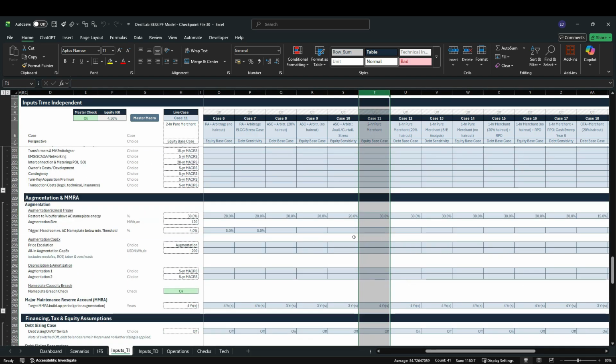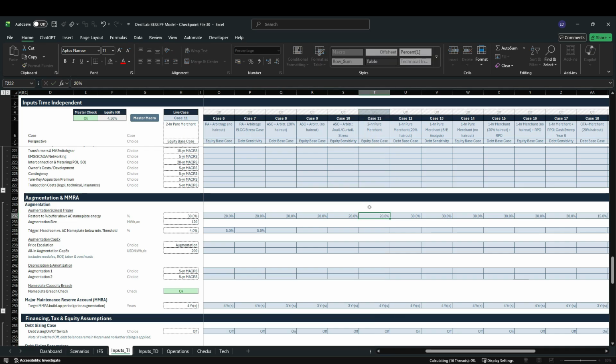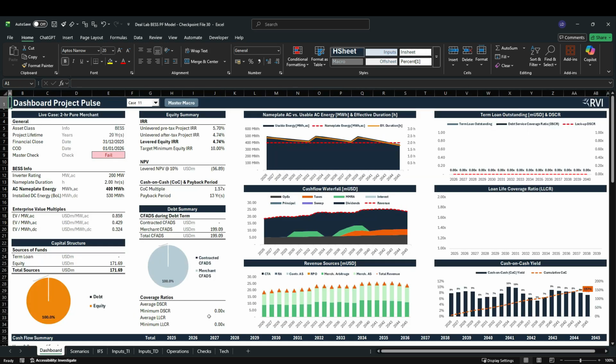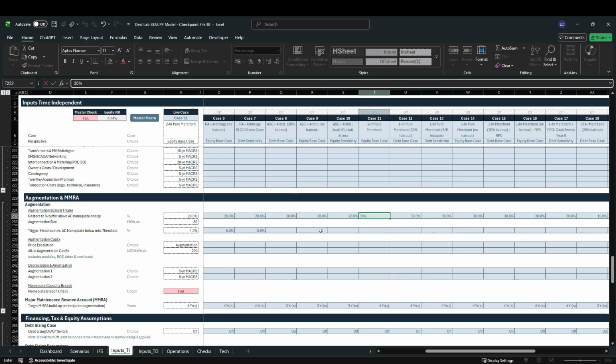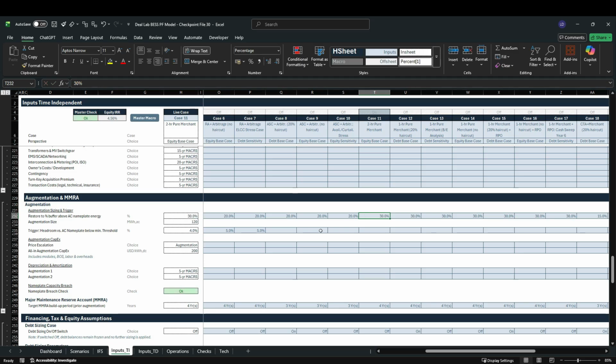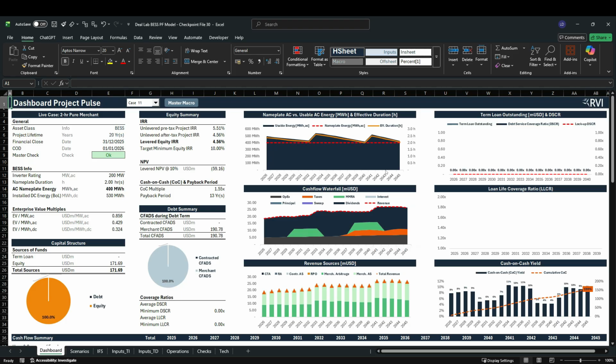And you will see that from an augmentation standpoint, we actually do need to restore 30% once the augmentation is triggered. And let's just see what happens if you would type 20% like in a previous case. You would see that we would get an augmentation fail. And why is that? That is because our fully merchant cases assume a much more frequent cycling than our contracted cases. That means the battery will degrade much faster and we will have to restore more capacity at the two different augmentation events that are built into the model. So you can see the significance of our major maintenance reserve account.